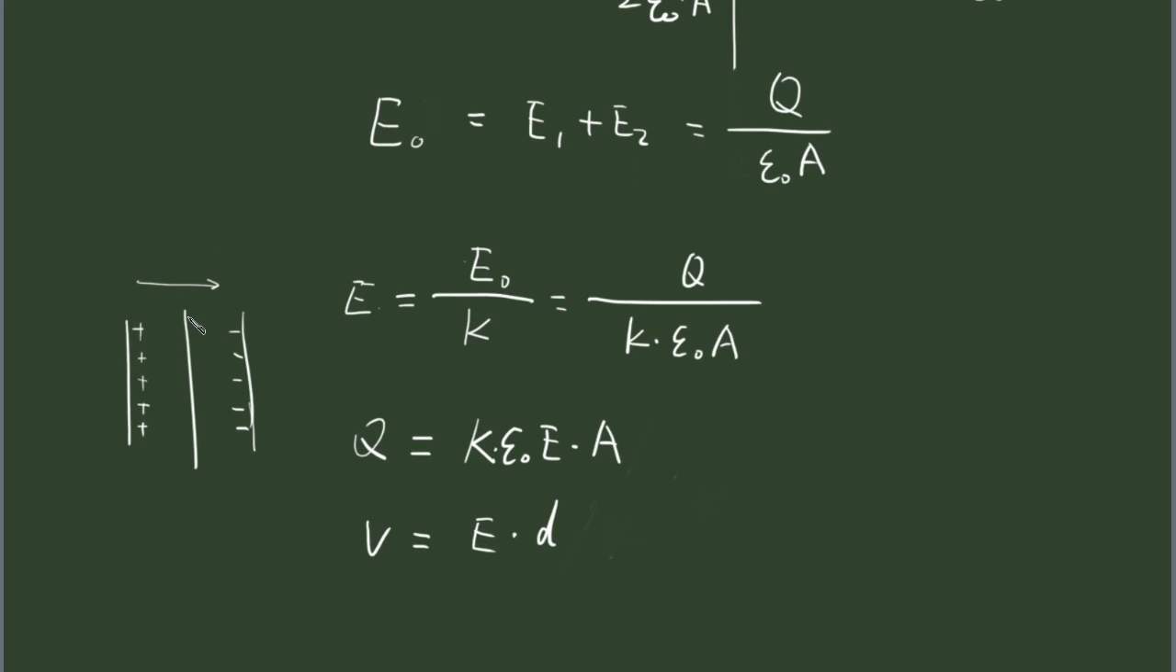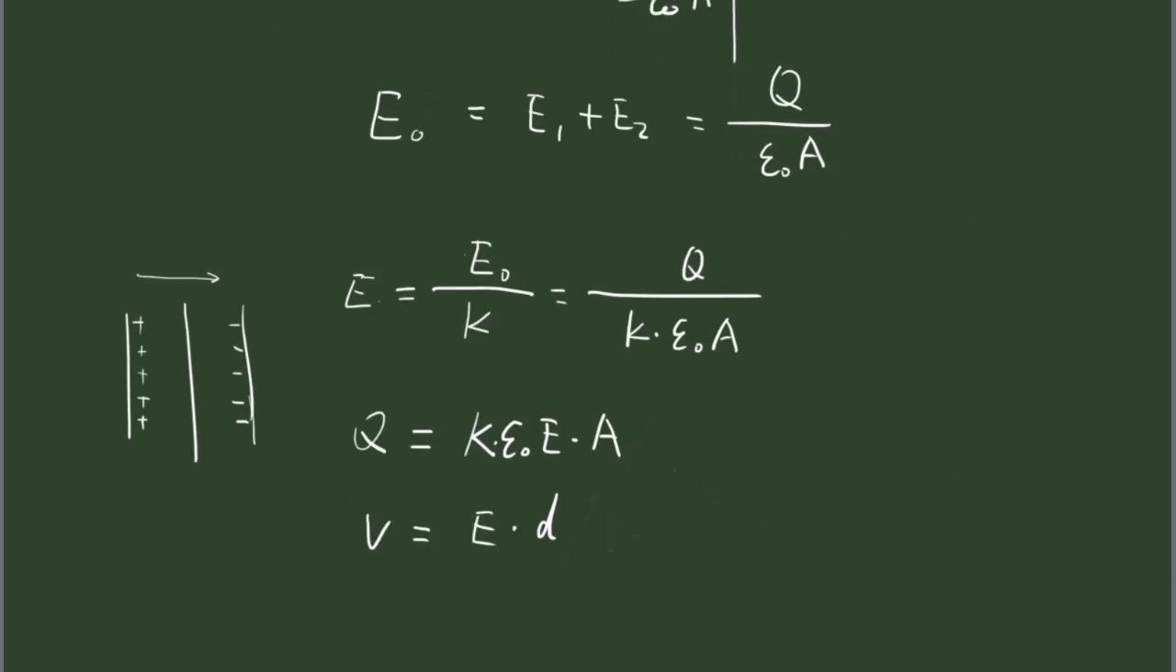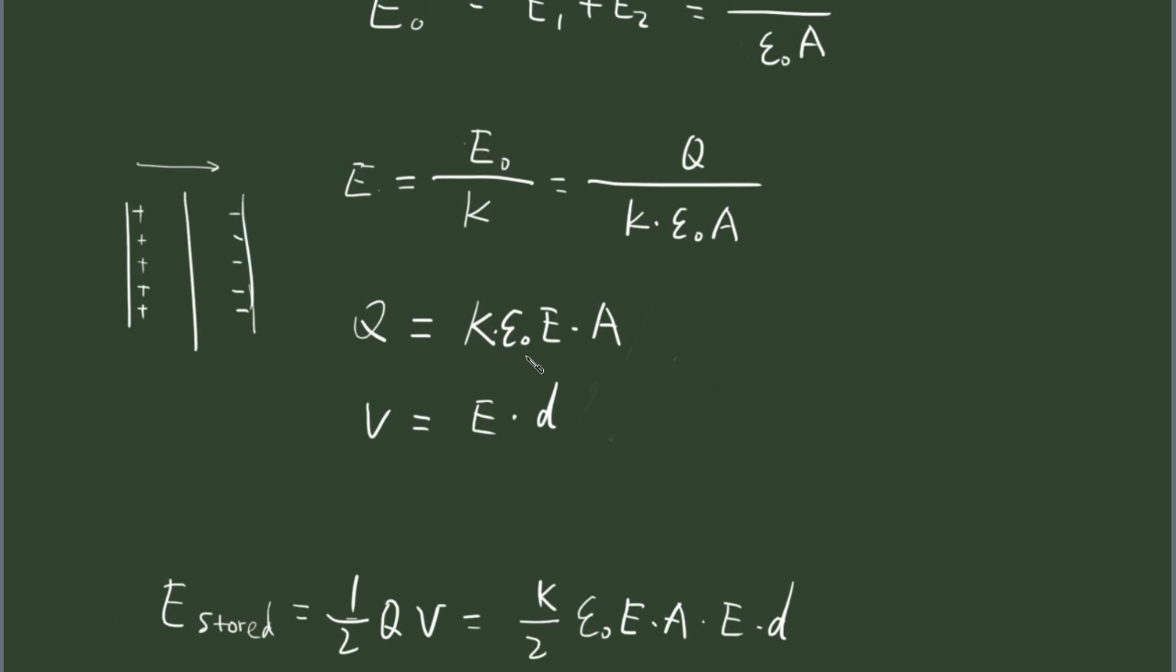Now we insert the dielectric material, which has a dielectric constant K. Then the electric field equals E naught over K. That is Q over K epsilon naught A. So Q equals K epsilon naught EA. And V equals E dot d. E is the uniform electric field. d is the distance between the plates.